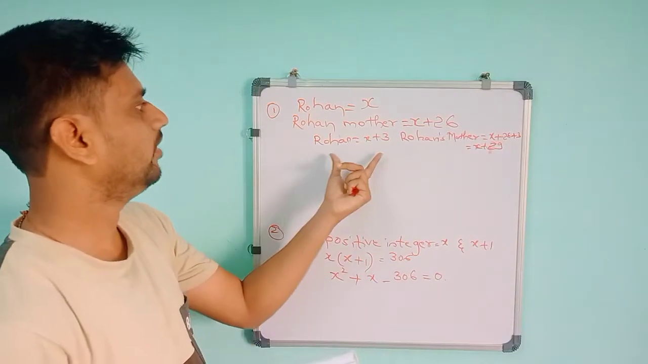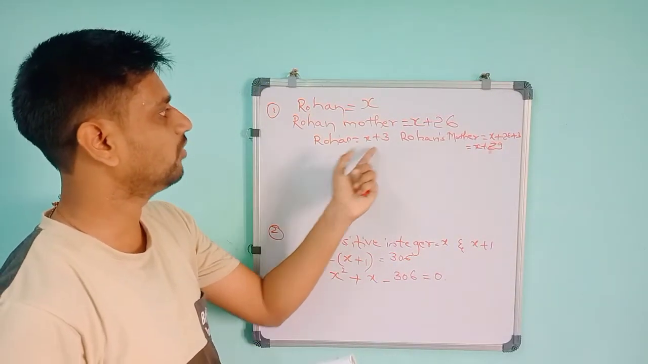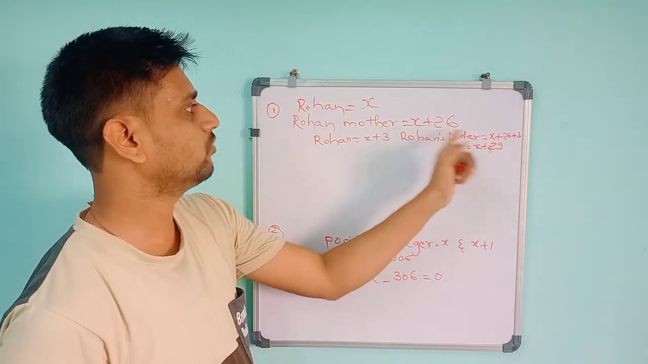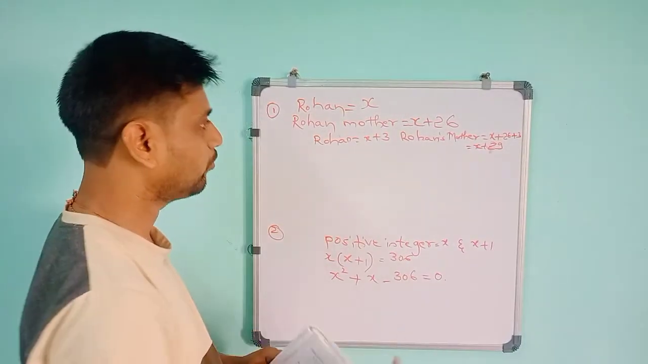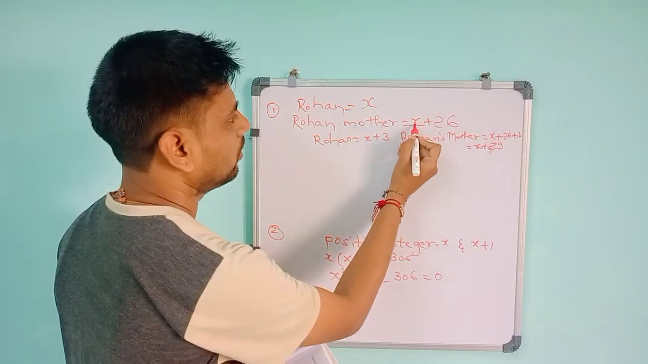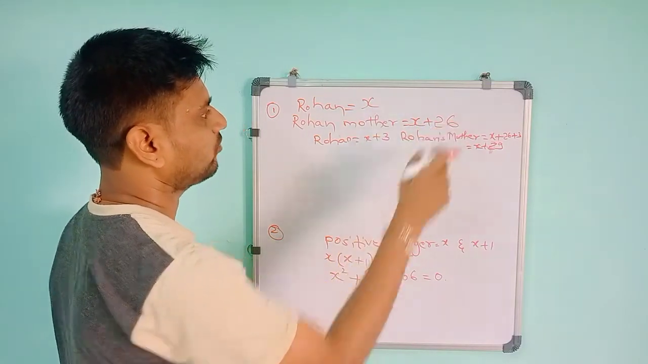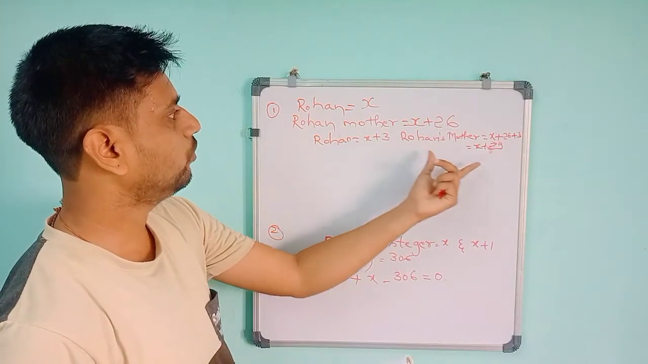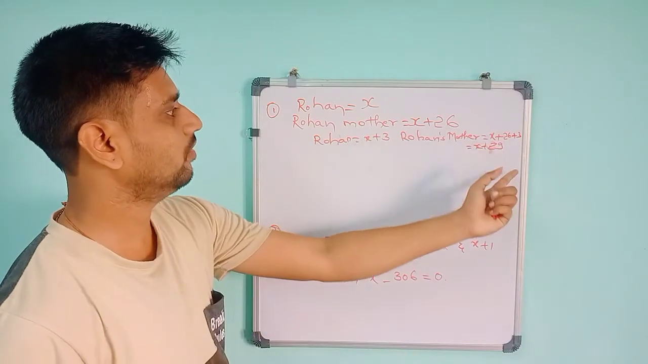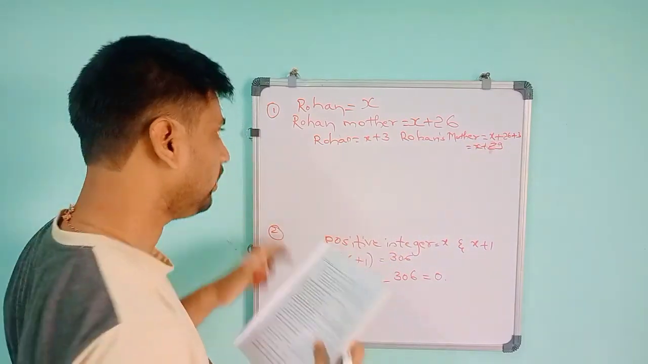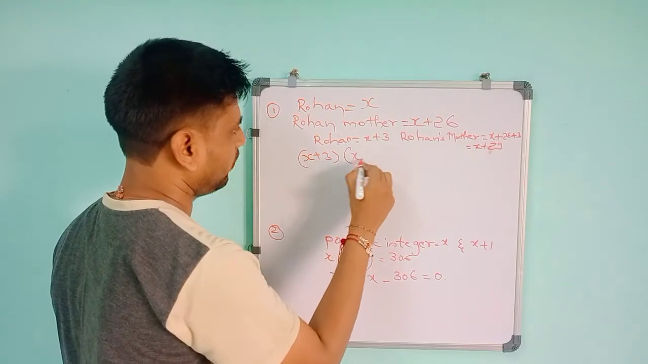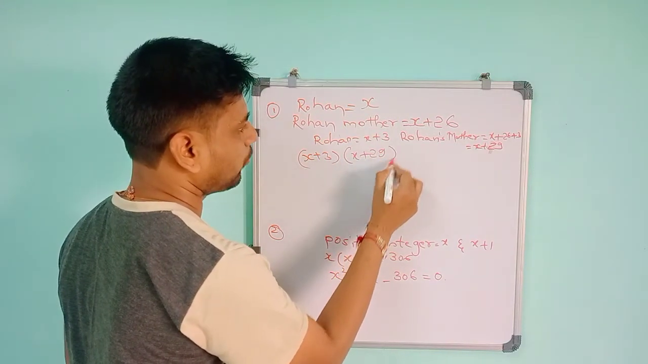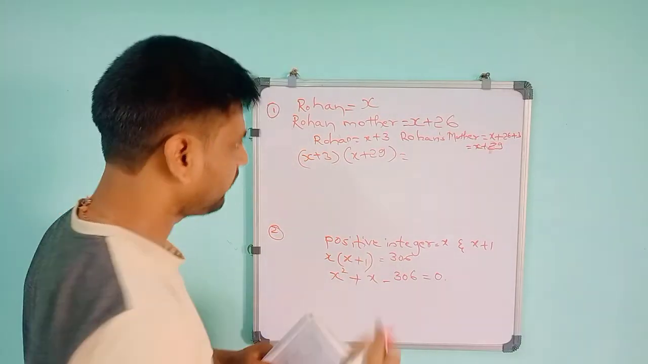So Rohan's age after 3 years will be x plus 3, and Rohan's mother's age will be x plus 26 plus 3, so x plus 29. Then they have given that the product of their ages, not x and x plus 2 but x plus 3 and x plus 29, that product you have to take. Then x plus 3 into x plus 29, that product will be 360.